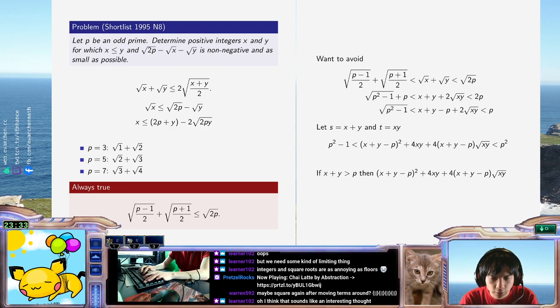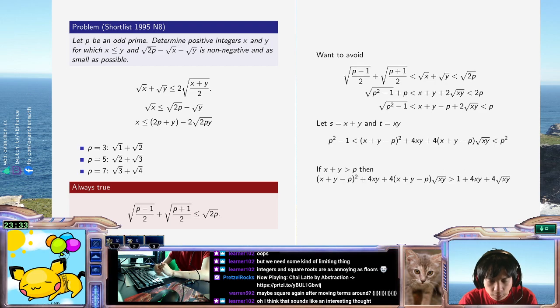So this is at least 1 plus 4. Oh, frig, that goes the wrong way. 4 root xy equals 2 root xy plus 1 all squared. But on the other hand, it's supposed to be worse than p squared.